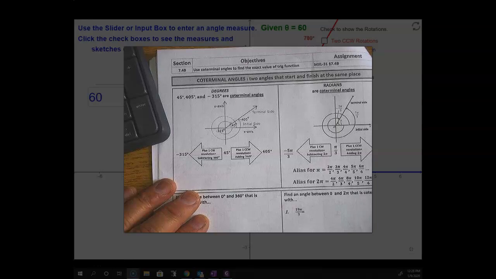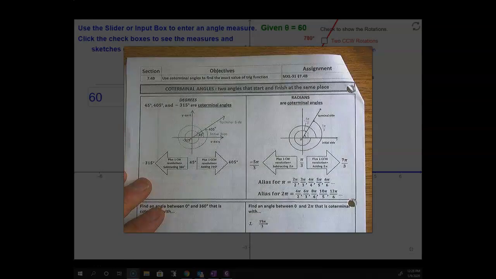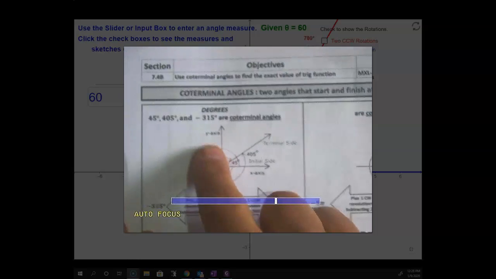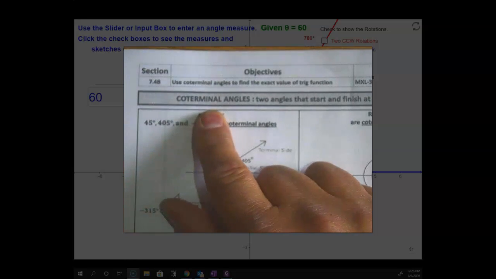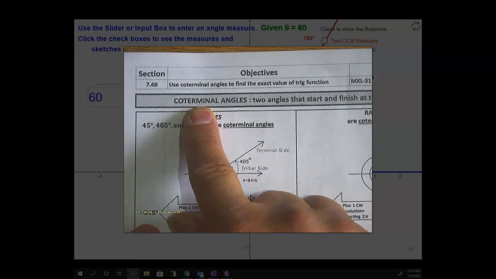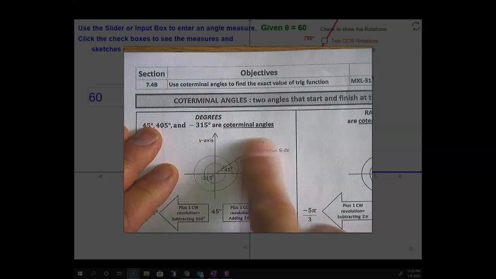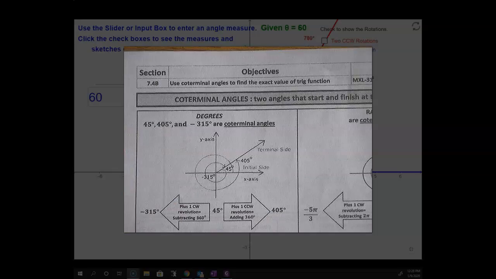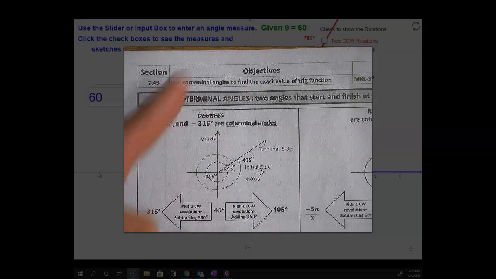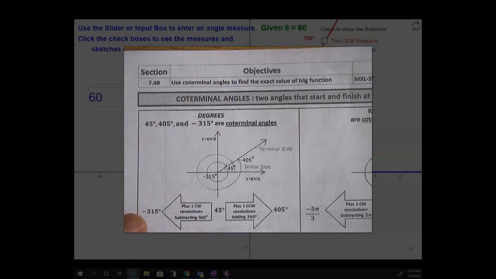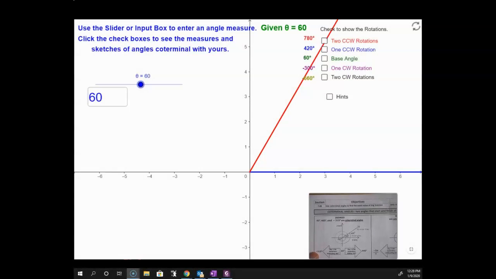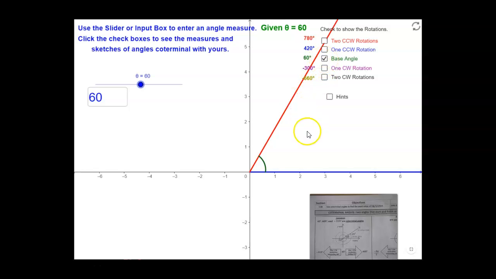So the term coterminal. When you see this word, guys, all this means is an angle that has the same terminal edge. Now, the terminal edge of an angle is where it ended. For example, on this animation up here, the terminal edge is that red side right there.